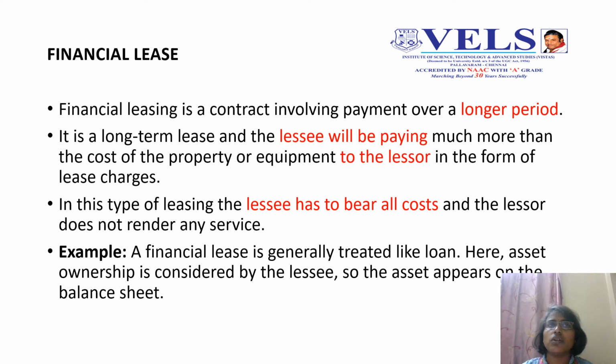So, for example, the duration will be long-term as far as a financial lease is concerned. Here, the lessee will be paying the amount. For example, if the asset value is even 1 lakh rupees, the lessee will pay more rental than the original cost of the asset. In this type of leasing, the lessee bears all the cost, and the lessor does not render any service regarding this. So it's more like a loan. It will be treated more like a loan.